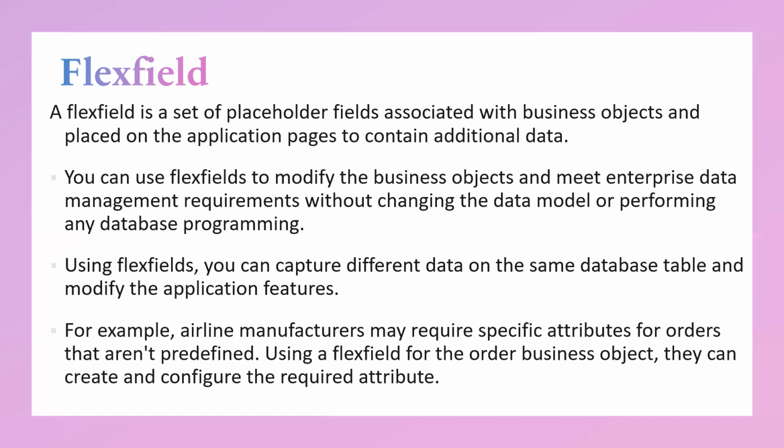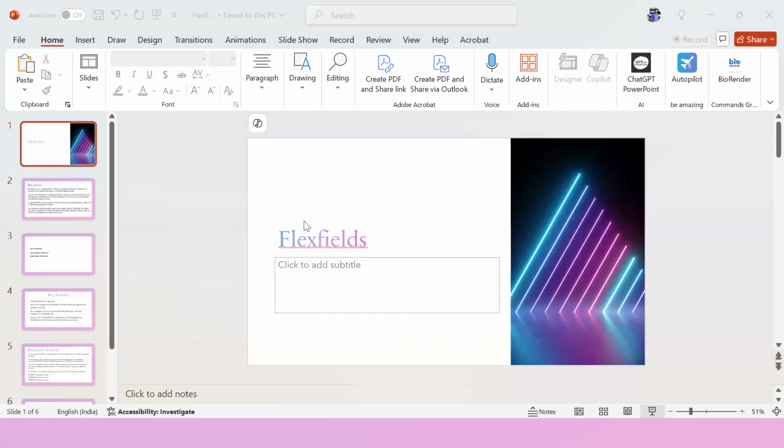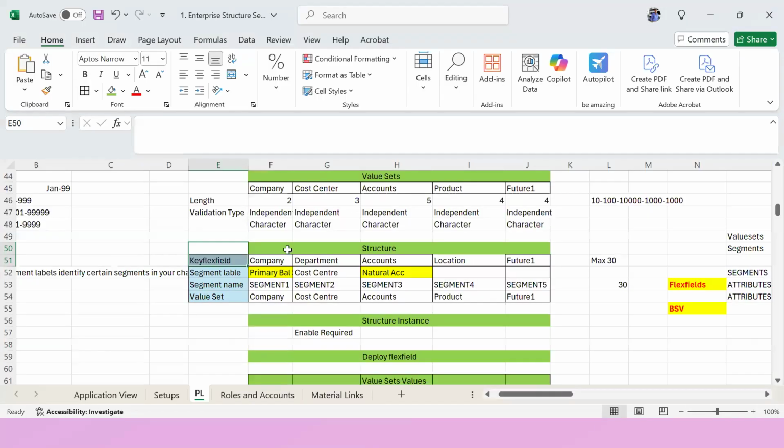The flex fields we are configuring now are also flex fields. These are the values: company, department, account, location, feature one. These are called flex fields, and we configure them based on your business requirement. Not all companies will create the same flex fields. Now we are configuring company, but a few companies will create a fund, source one. So the naming convention can be changed. Key flex field naming convention can be changed.